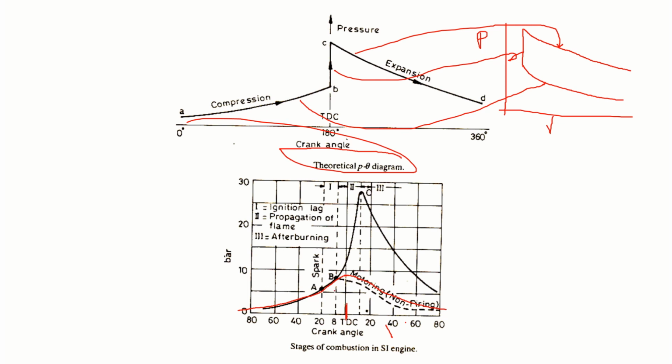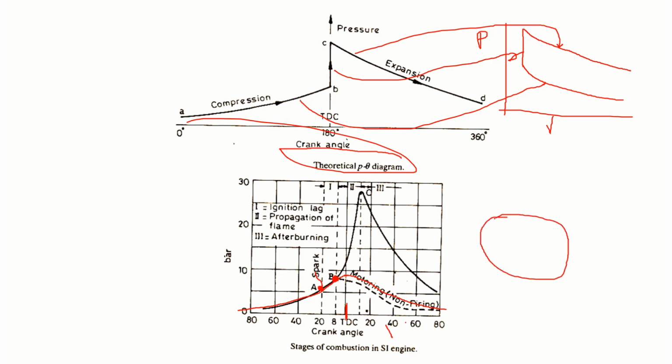In reality, in a petrol engine, around 20 degrees before the top dead center, we pass a spark. The moment you pass a spark, ignition will not happen immediately. A flame front will appear, a bubble of flame at B. It's around 12 degrees here. This is what we call ignition lag, the first stage of combustion.